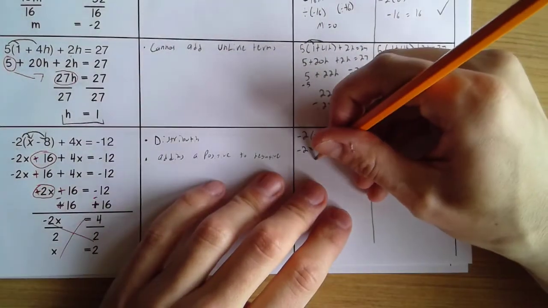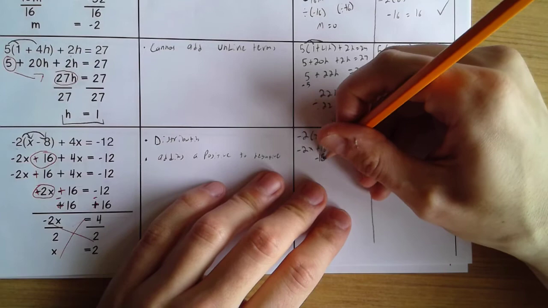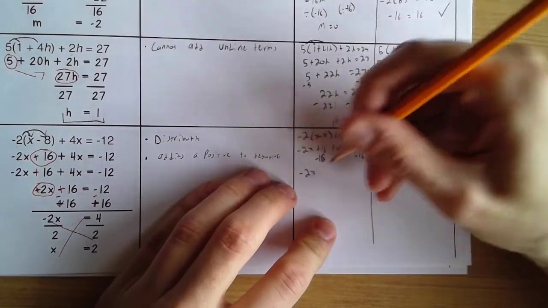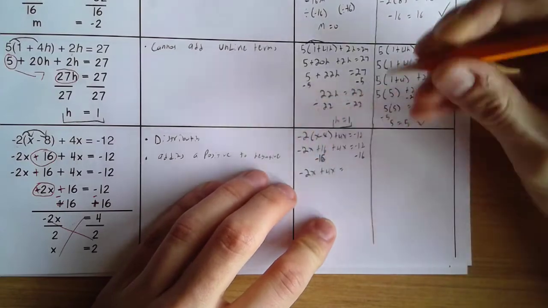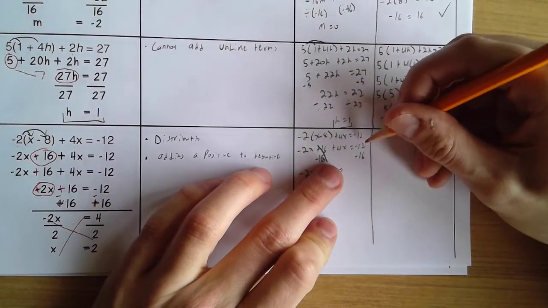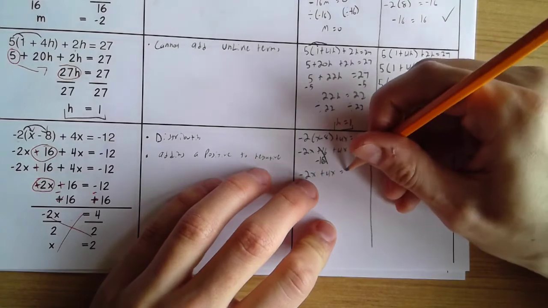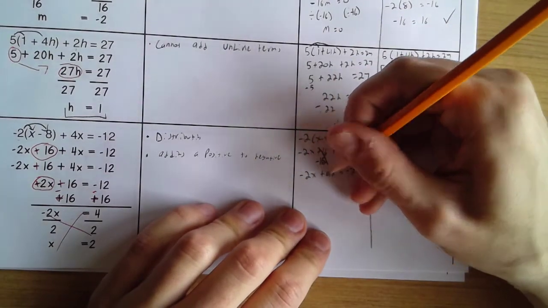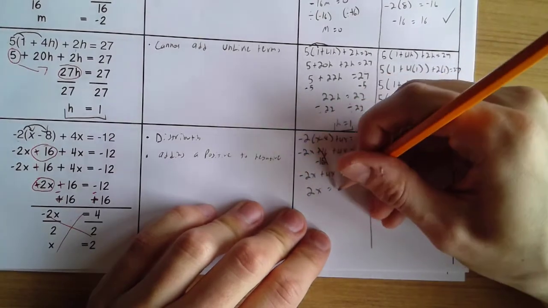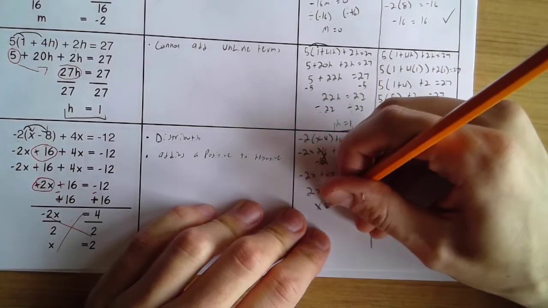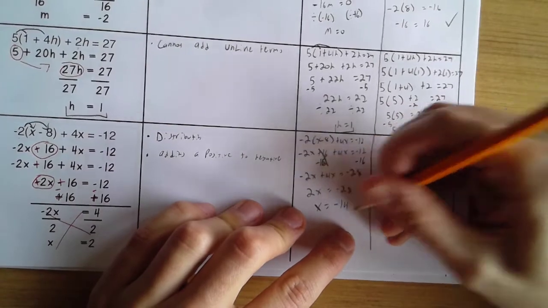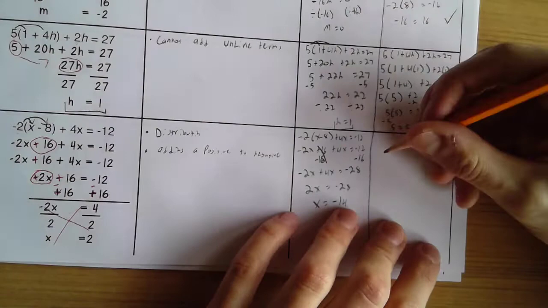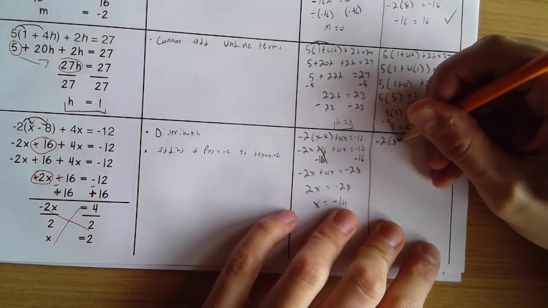Great. So now, next step, I'm going to subtract 16 on both sides. A little bit out of order, but this is the way that I like to do it. So now I have a 2x plus 4x equals, this cancels out, negative 12 minus 16 is going to be negative 28. Now I can combine these like terms. Negative 2 plus 4 is 2x equals negative 28. X equals negative 14. So one last step. Let's plug in and double check our work.